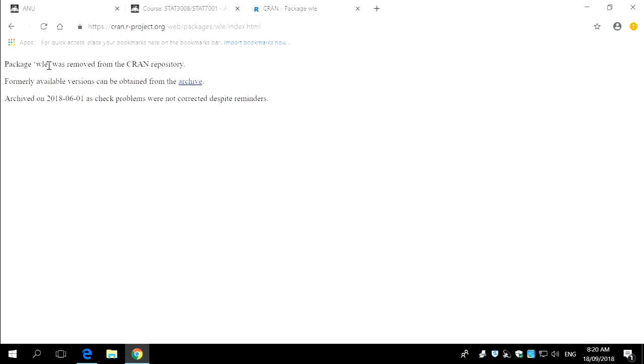It says the WLE was removed from the CRAN. CRAN, basically, you can consider it as the official library on our official R website. So after 2018, if you want to, you can try to install this package manually, but basically, if you use the install.packages function, you cannot install this package automatically. Because of it, I think I need to explain it.